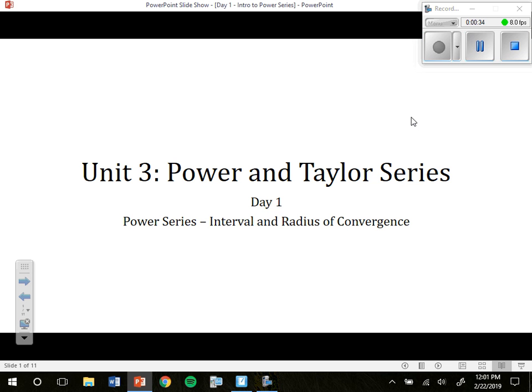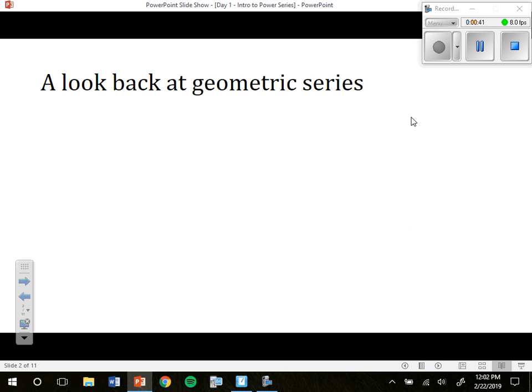We're talking today about power series and their interval and radius of convergence. To start, we're going to look at geometric series. What is a geometric series? Okay, so that's what it converges to, but how do you know a series is geometric? Multiplied by the same thing each time.